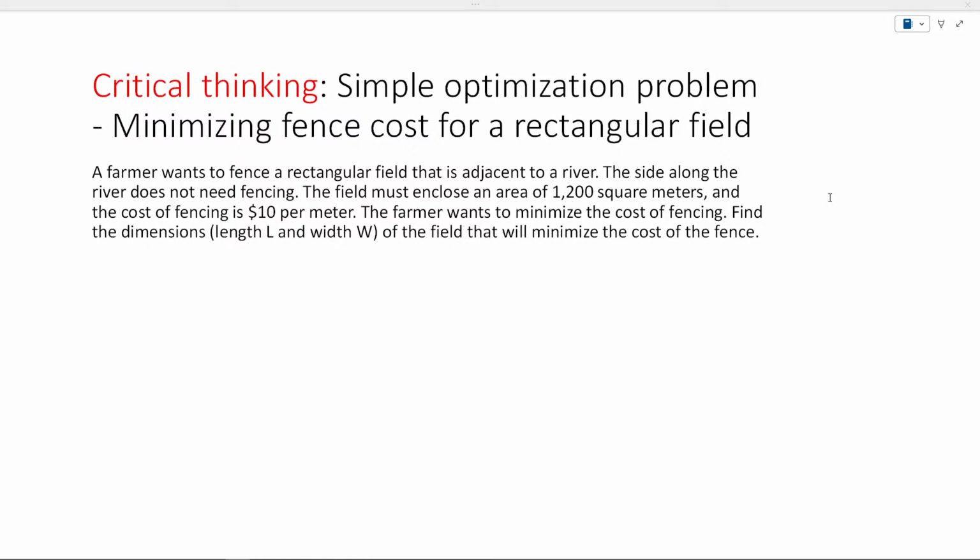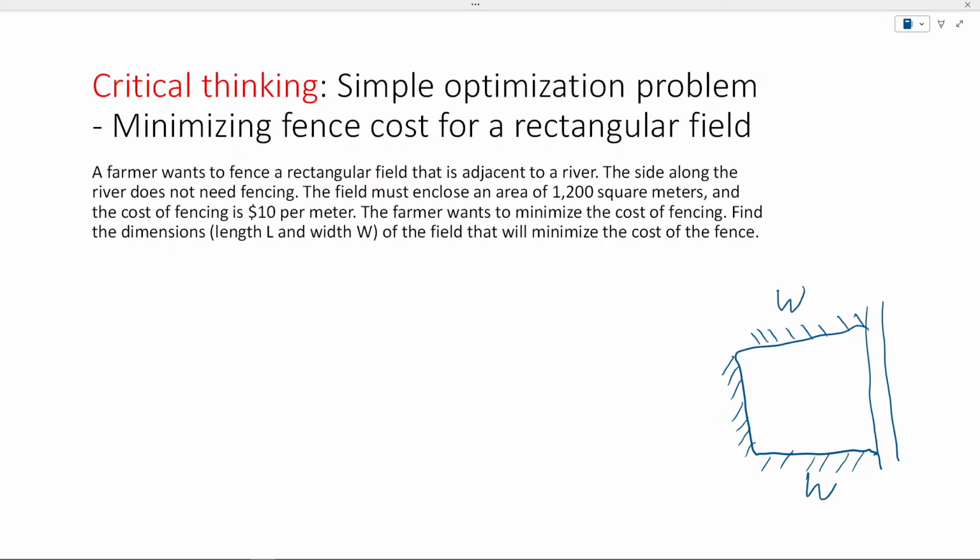A farmer wants to fence a rectangular field that is adjacent to a river. So you have a river here, and the farmer wants to fence a field here. The side along the river does not need fencing, so I don't need to fence this side. I basically need to fence this, this, and this. So I have this width here, this width here, and this length here. Sorry, it does not look very rectangular. My bad drawing.